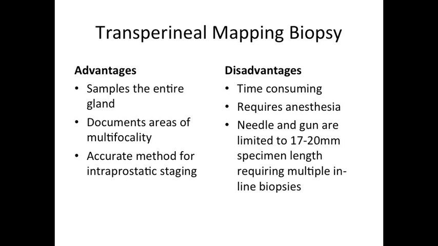Transperineal mapping biopsy has several advantages over TRUS biopsy. It samples the entire gland, it documents areas of multifocality, and it's an accurate method for intraprostatic staging. Its disadvantages are it's time-consuming, requires anesthesia, and the needle and gun are limited to 17 to 20 millimeters in specimen length, which requires multiple inline biopsies.